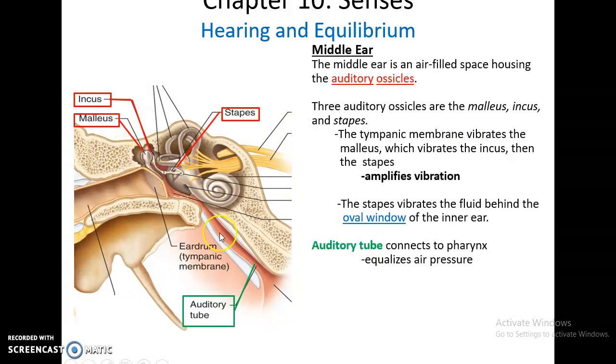In the middle ear, there's also an auditory tube that connects to the pharynx. This allows for air pressure on both sides of the tympanic membrane to be equalized. Often we experience this rapidly in, say, airplane flights where you get that popping sensation in the ears.